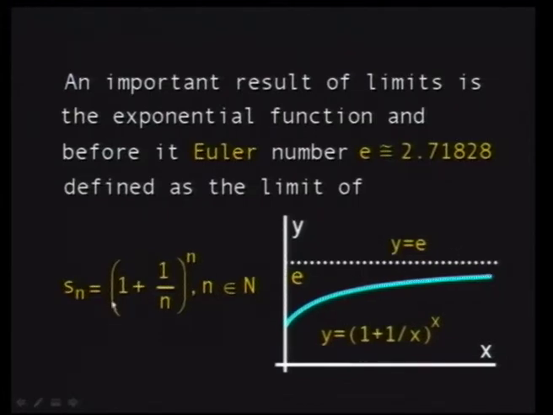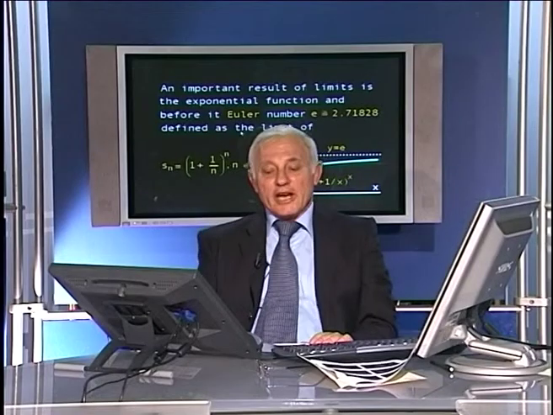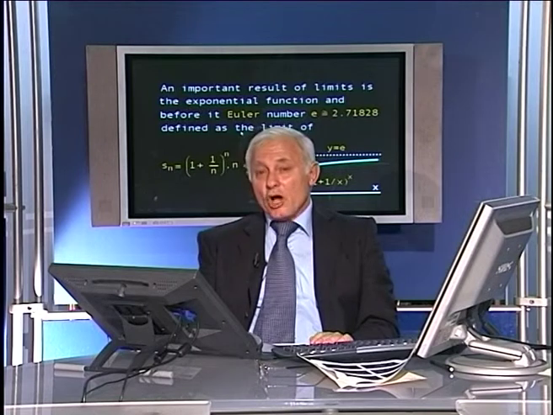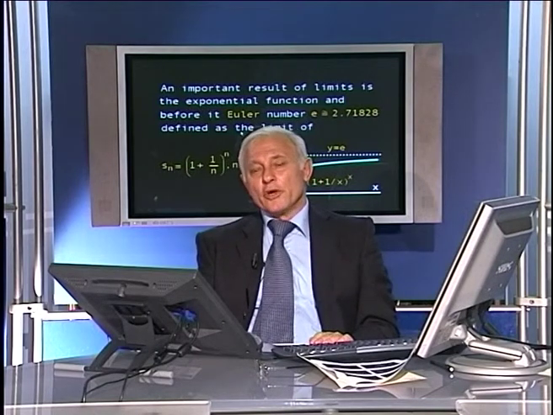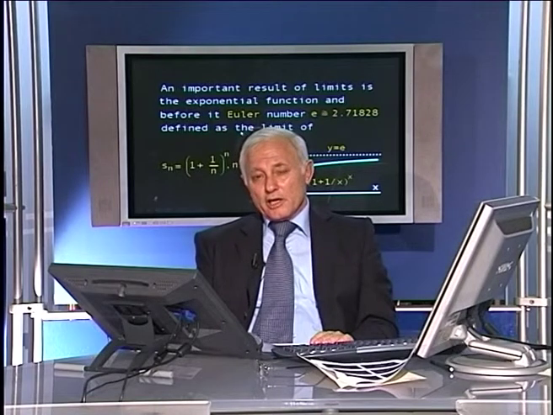In other words, when you draw the graph of 1 plus 1 over x to the power x, and you keep increasing x, you find that you have a horizontal asymptote y equal to e. What is interesting here about the number e is that it appears often in interest. For example, when the bank tells you that you can have a deposit and it gives you an interest on that deposit.